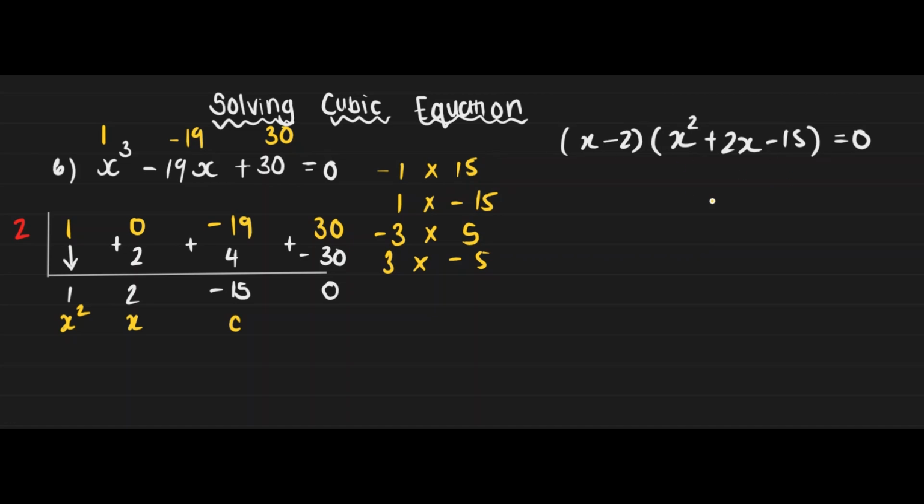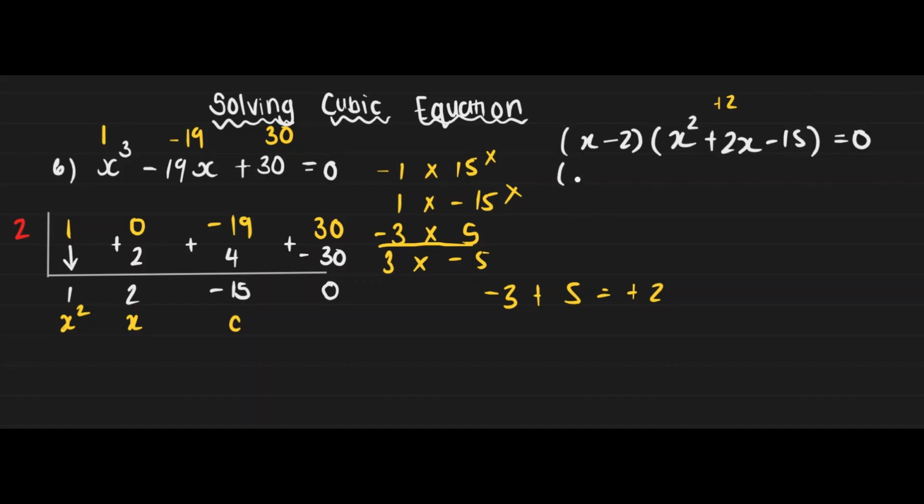We know we need factors that, when we add them together, give us a positive 2. But this one is not going to give us a positive 2, and this one is not going to give us a positive 2. So let's check the last ones. Negative 3 plus 5 gives us a positive 2. So these are the factors that we're going to use. So we're going to write our answer.